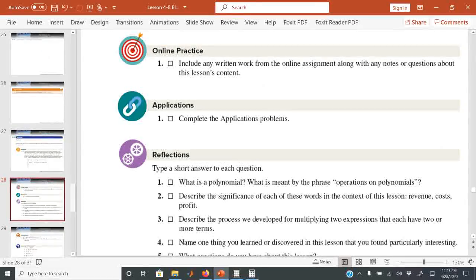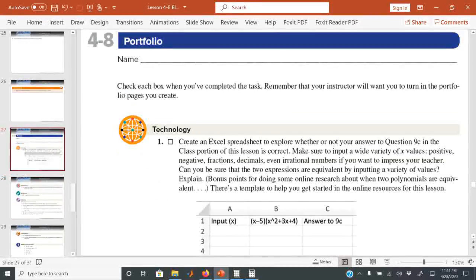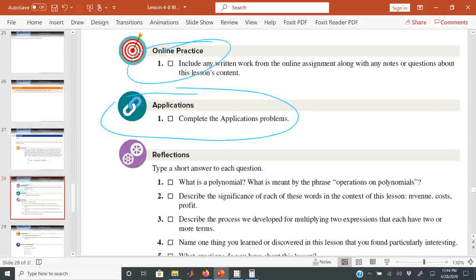So, as always, we don't do the technology. If you want to learn Excel, take an Excel class. That's the best way to learn it. 050 class is not the best way to learn Excel. Online practice is your ALEKS. If you don't do ALEKS, you probably will not pass the class. It is almost impossible to pass the class if you do not do ALEKS. So do lots of ALEKS. Do the applications which come later.